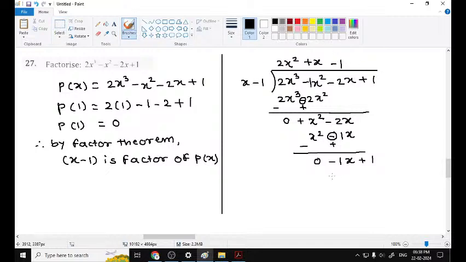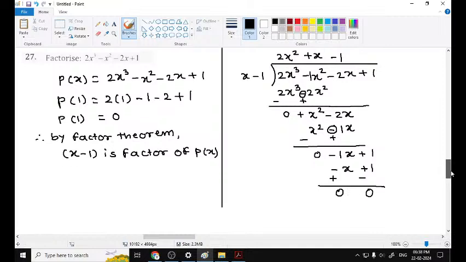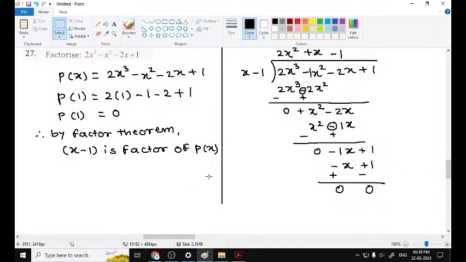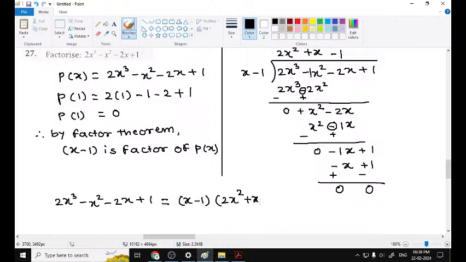Minus x divided by x gives you minus 1 as our last term in the quotient. Minus 1 into x is minus x, and minus 1 into minus 1 is plus 1. Change the signs, 0 and 0. Therefore, this cubic polynomial is equal to x minus 1 into 2x square plus x minus 1.